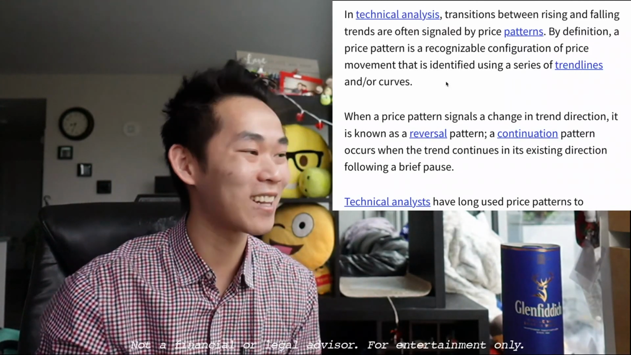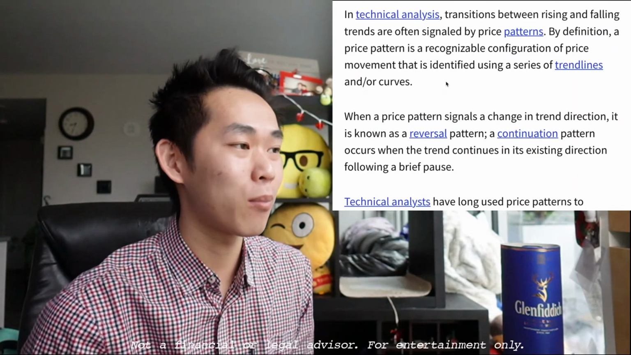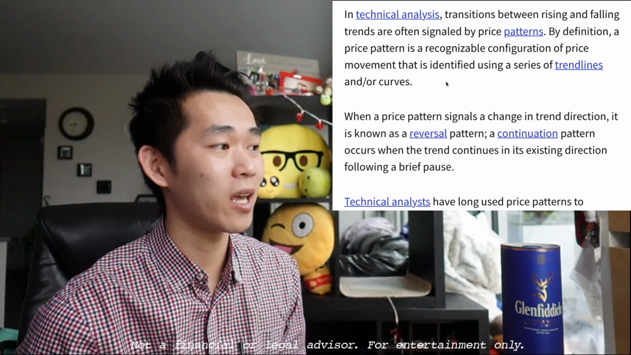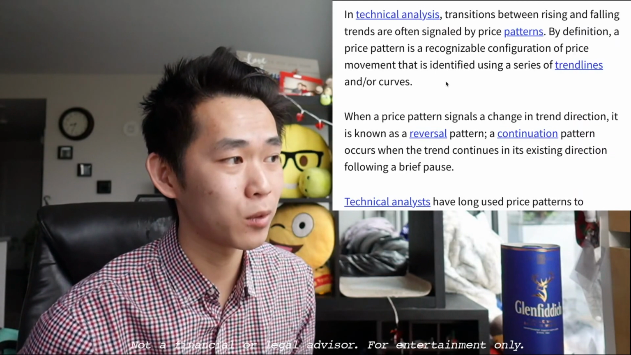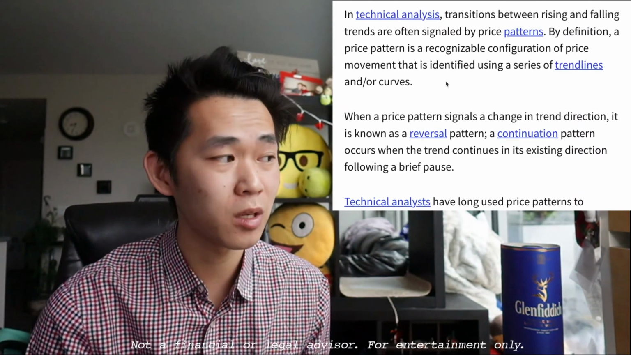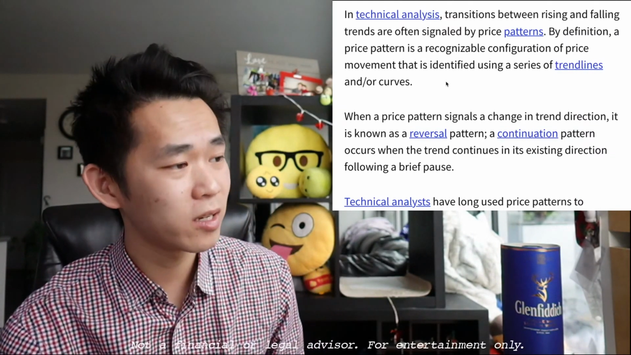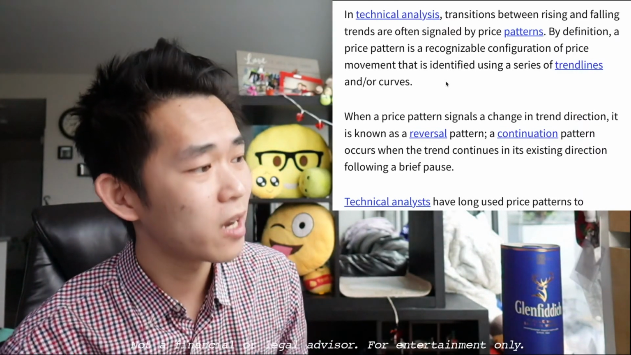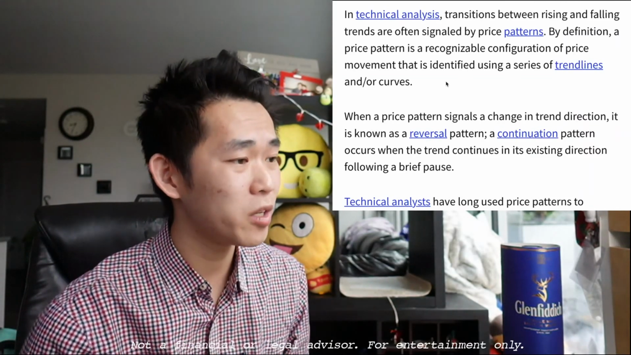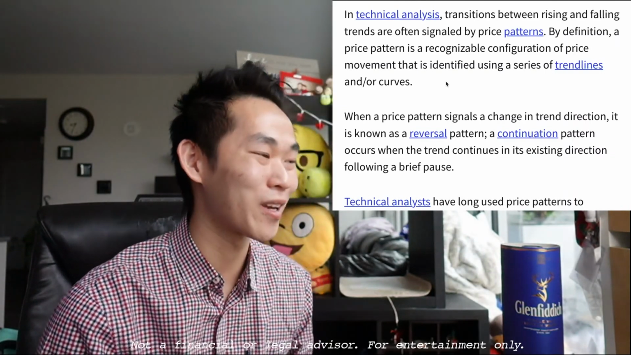In technical analysis, transitions between rising and falling trends are often signaled by price patterns. By definition, a price pattern is a recognizable configuration of price movements that is identified using a series of trend lines and/or curves. When a price pattern signals a change in trend direction, it is known as a reversal. And a continuation pattern occurs when the trend continues in the existing direction following a brief pause.